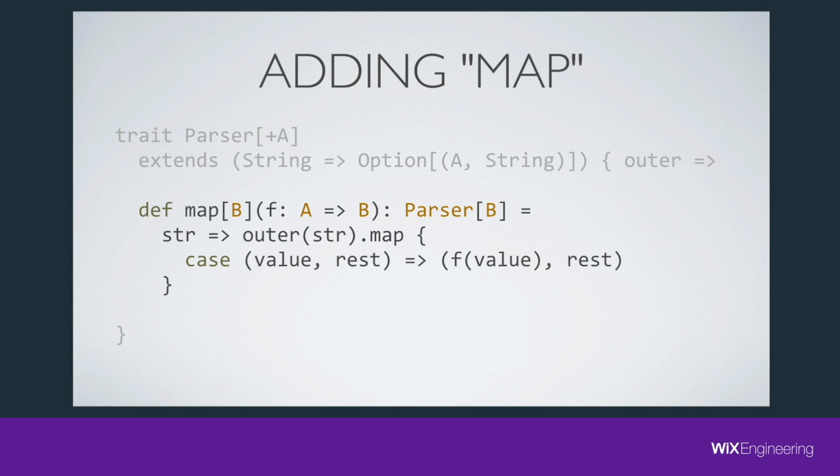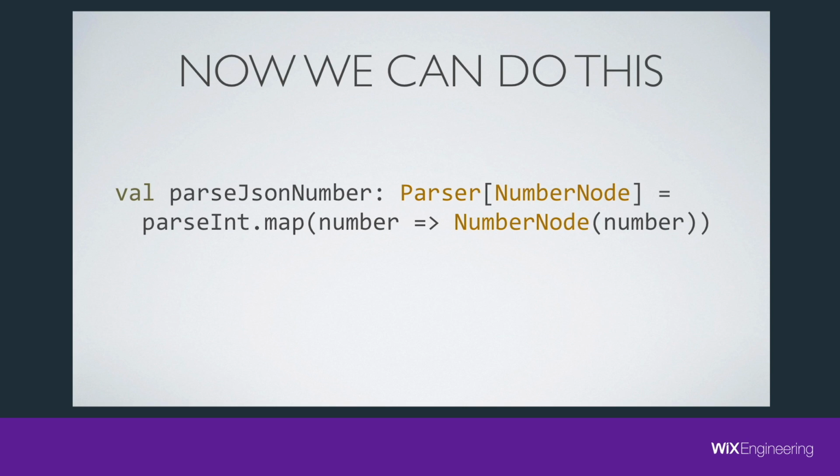We create a new function which will run our parser and delegate to the map operation of the underlying option, using f to transform the value. Having done that, we can map over our int parser and create a parser for a number node. Or we can even write it more concisely like this.